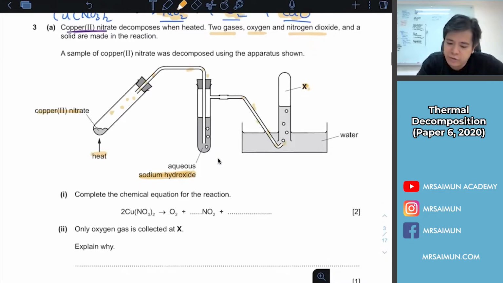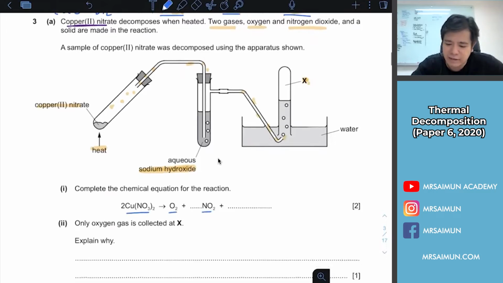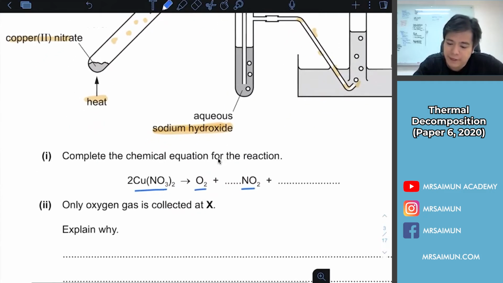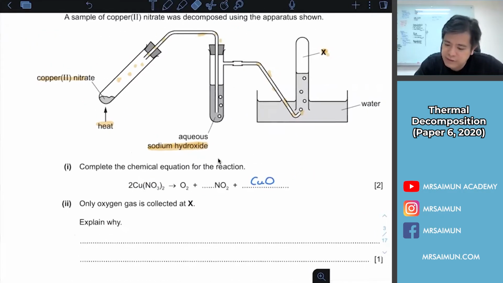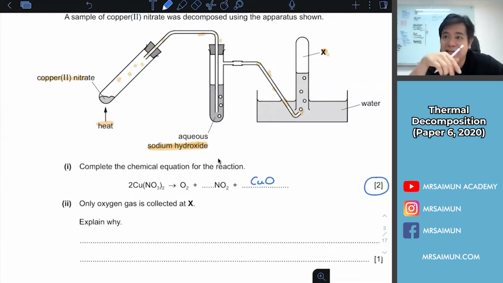Then they say, write the equation. This time it's nicer: they didn't leave the whole thing empty, but I expect you to find out the third one. It's quite easy. Take out all the N and all the O, so the most stable form is CuO. As an A-star student, you need to observe the marks at the side. 2 marks means they expect some balancing: 1 mark for the content in the equation, and 1 mark for the balancing.